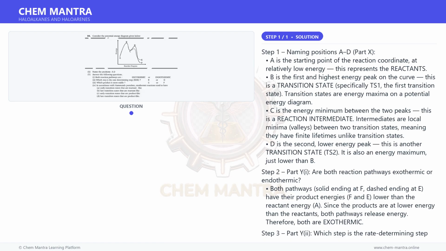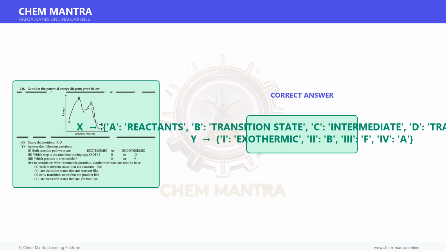Therefore, the correct matching is X matches A. Reactants, B. Transition state, C. Intermediate, D. Transition state, Y matches I. Exothermic, 2B, 3F, 4A.